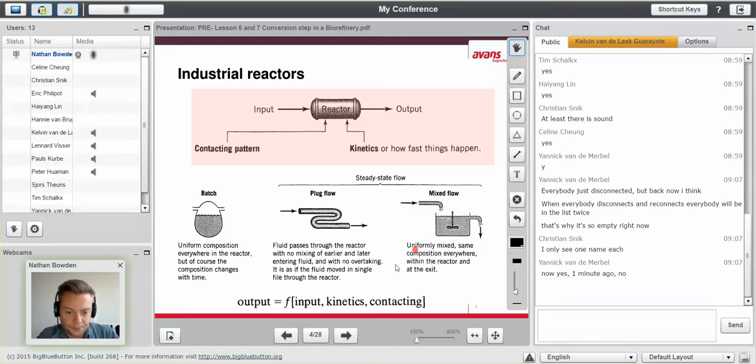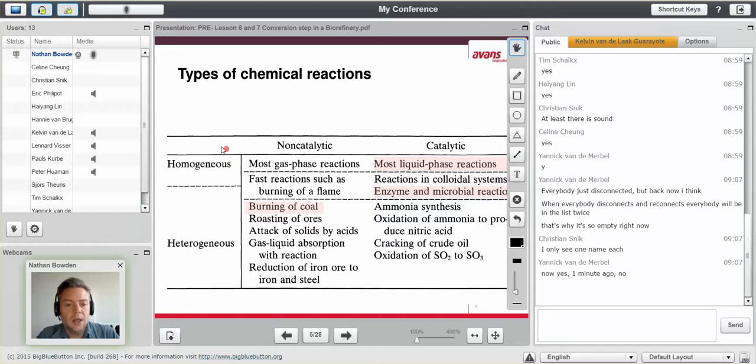Types of chemical reactions. You have four basic types of chemical reactions. You have on the one side homogeneous or heterogeneous, and on the other side you have non-catalytic and catalytic chemical reactions. A homogeneous non-catalytic reaction example is most gas phase reactions. If something's happening in the gas phase, we have three basic phases of matter, right? You have liquid, solid, and gas. So most gas phase reactions are non-catalytic and homogeneous. Non-catalytic, obviously, because it's difficult to aspirate a catalyst. Catalysts tend to be denser than air, so they will drop out.